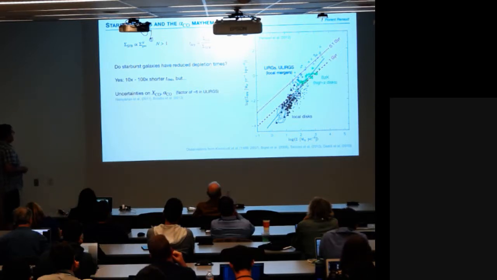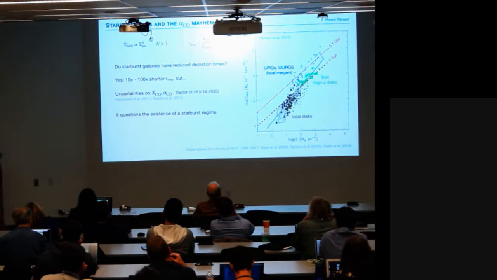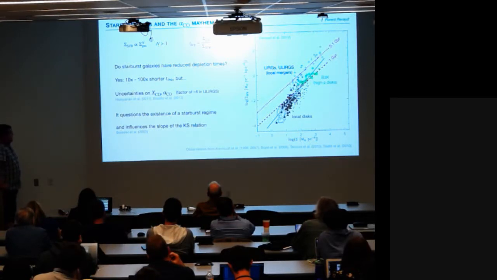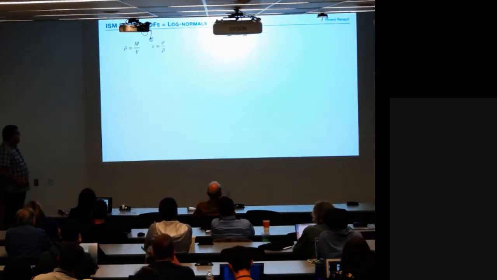So you could actually question the existence of this starburst regime, or at least see an influence on the slope of the Kennicutt-Schmidt relation. So can we try to help observers with this from a theoretical and numerical point of view? Well, we can try. So let me go back to the basics to make sure that we are all on the same page.